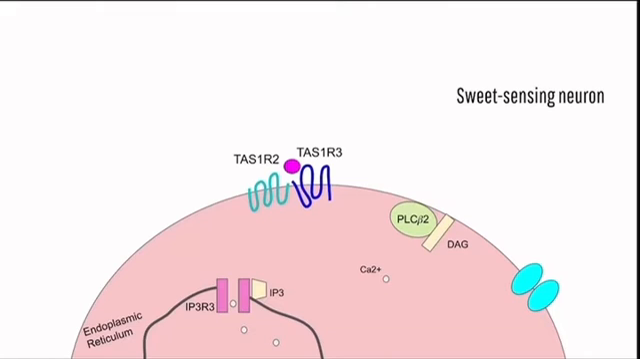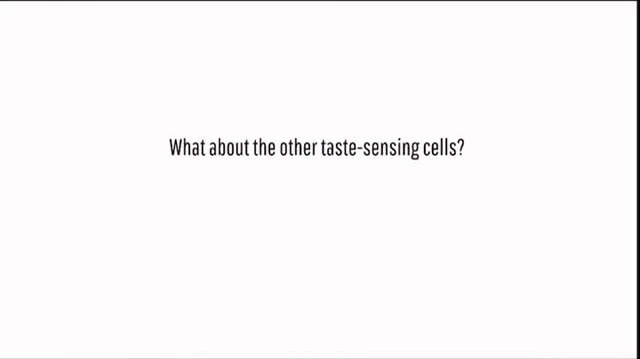Calcium will be able to bind to the TRPM5 ion channel, which increases the permeability of the cell to sodium ions. Sodium will rush into the cell and change membrane potential, resulting in an action potential if the threshold is reached. What about the other taste-sensing cells?